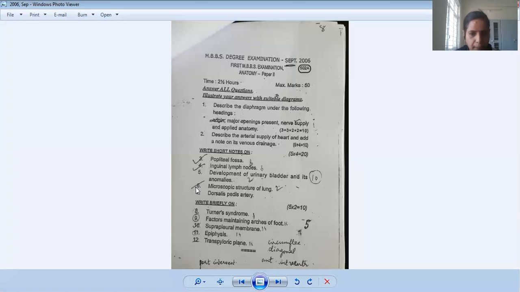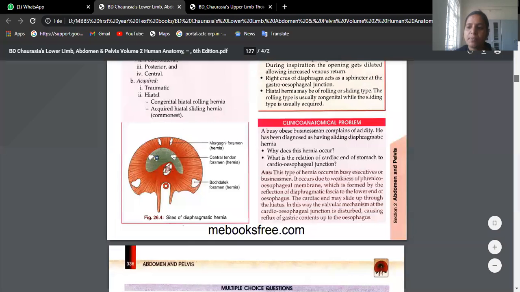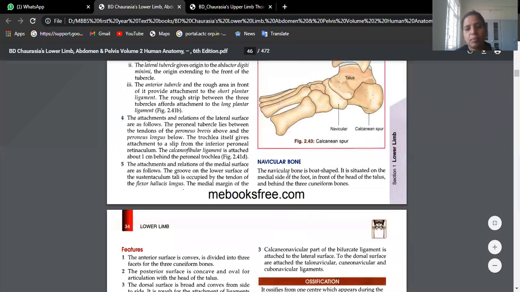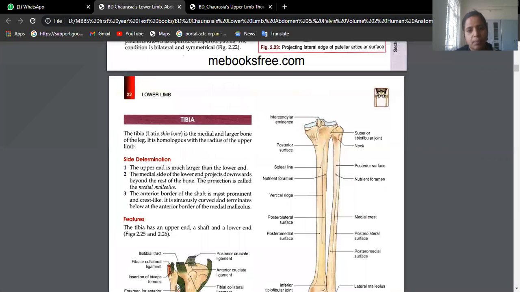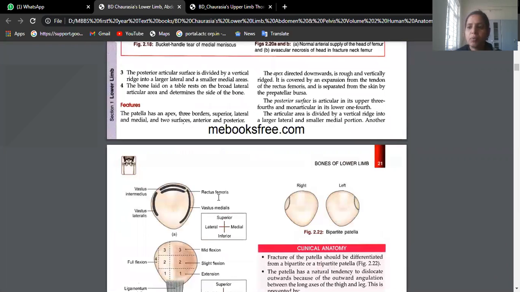Popliteal fossa. Where do we see? Behind the knee. Yeah. What are the boundaries, superiorly and inferiorly? Do you remember? Semimembranosus, semitendinosus, biceps femoris, medial head of gastrocnemius, lateral head of gastrocnemius. Okay, in the floor we will find popliteus. No? I'll show you the diagram, you will recollect fast.